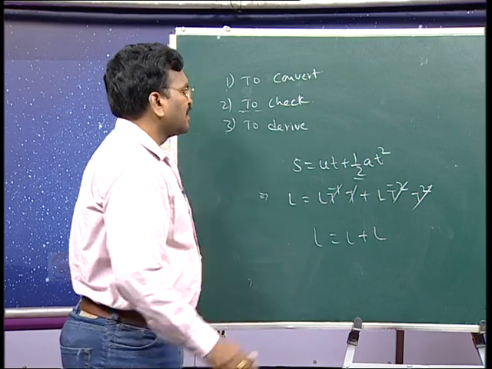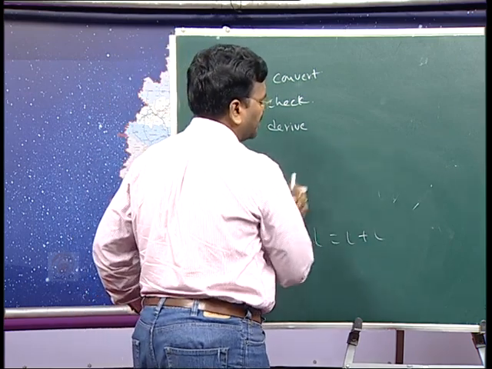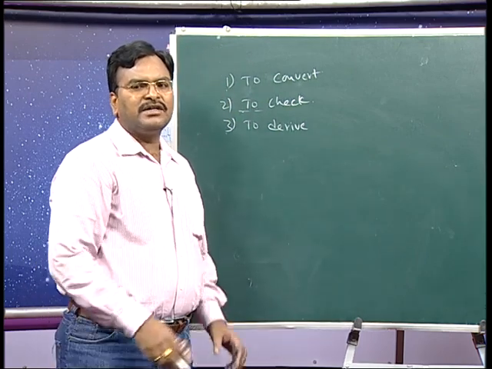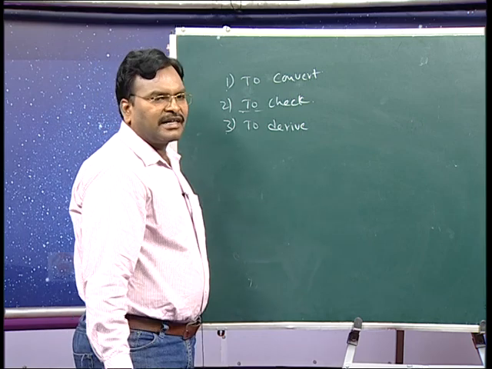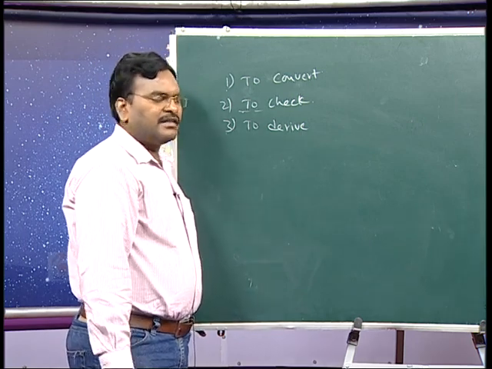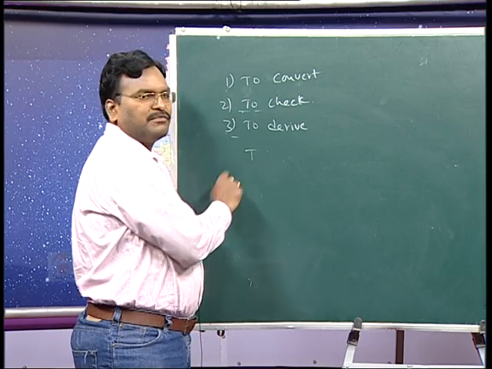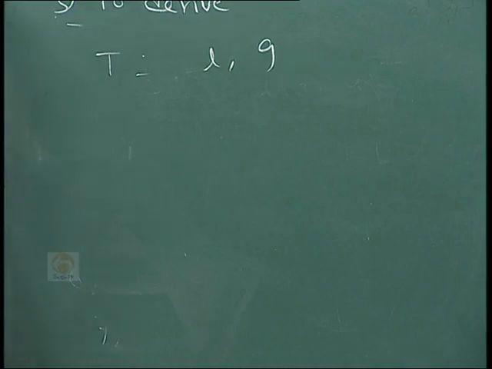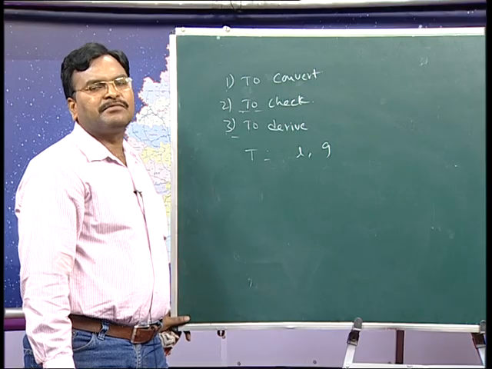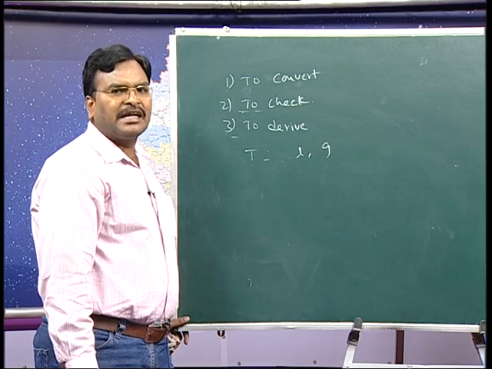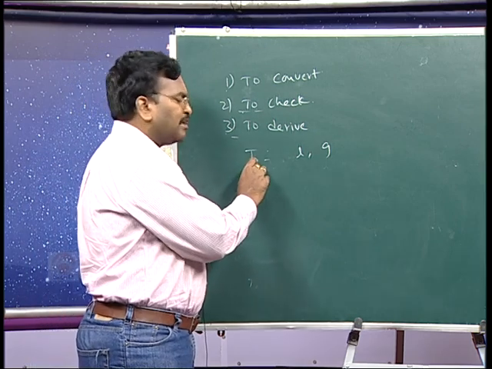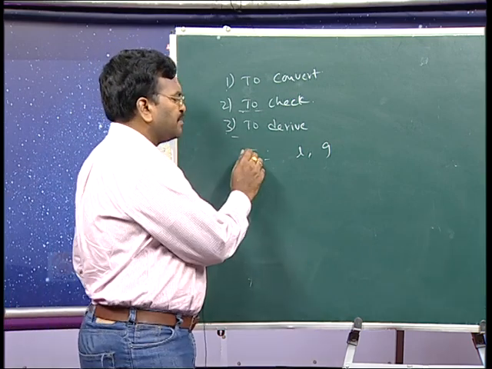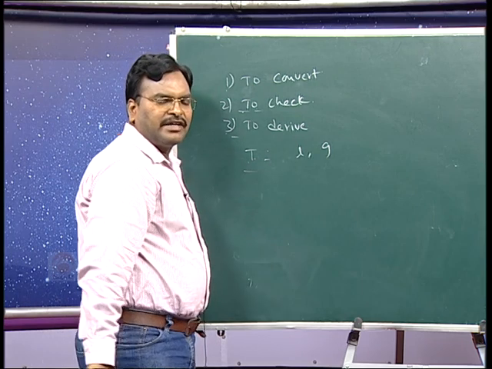And also the third one, to derive the relationship between physical quantities. For this, how are they giving it? Time period of a simple pendulum depends on length and acceleration due to gravity. Derive expression for time period. So in this question, you must know all the physical quantities. Here we want to derive the relationship between what? Time period, length and acceleration due to gravity.